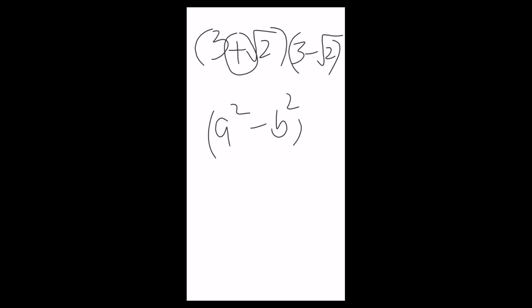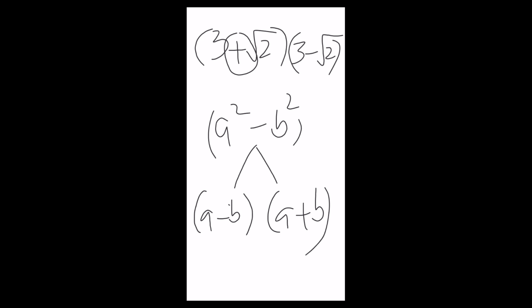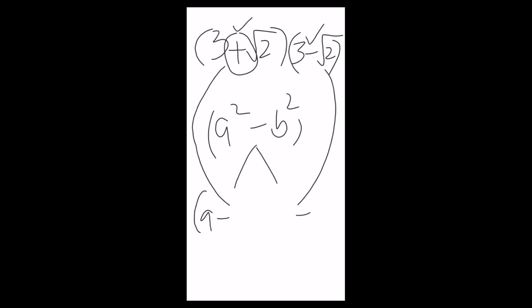Now see, a square minus b square, it means if we open them up, we will get one time minus and one time plus. Isn't it the same expression we are facing in the question as well? 3 plus under root 2 and 3 minus under root 2. One time plus and one time minus. Isn't it easy to solve? You just follow the formula and the answer will come out.